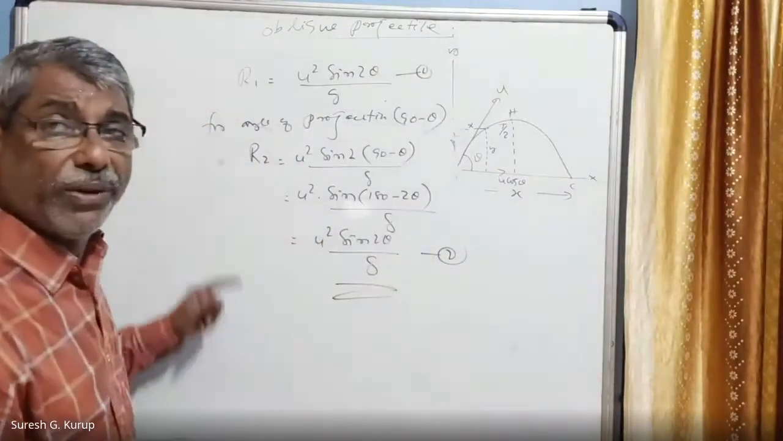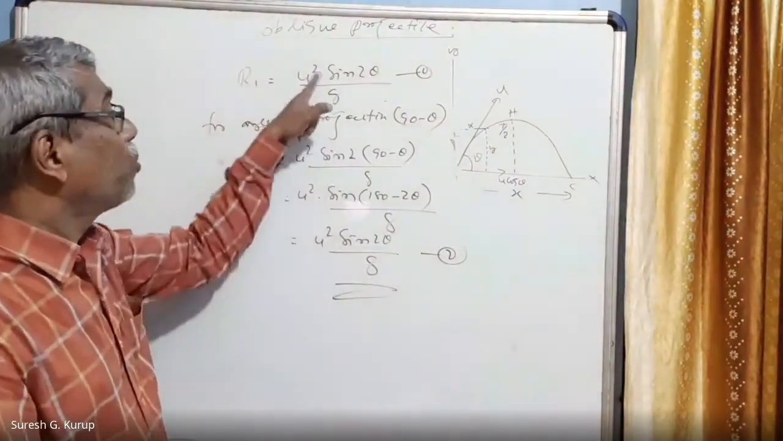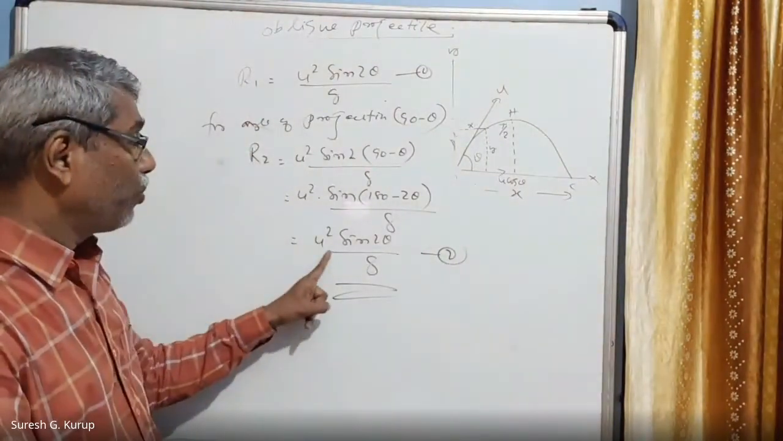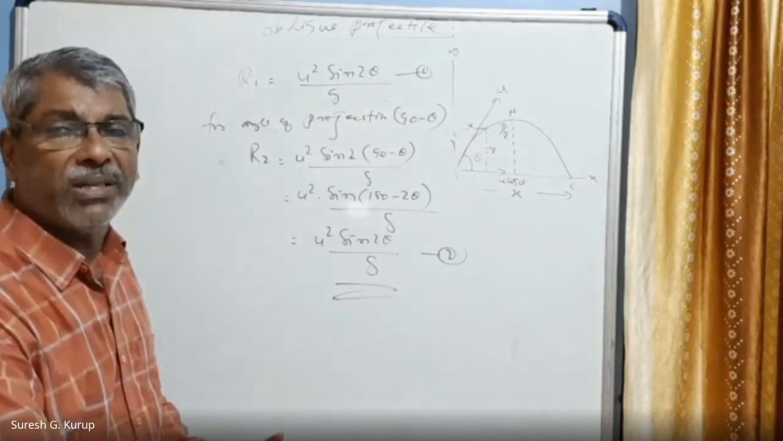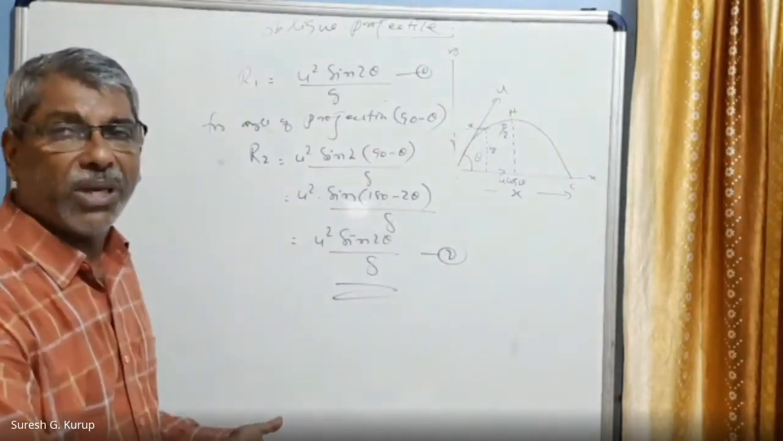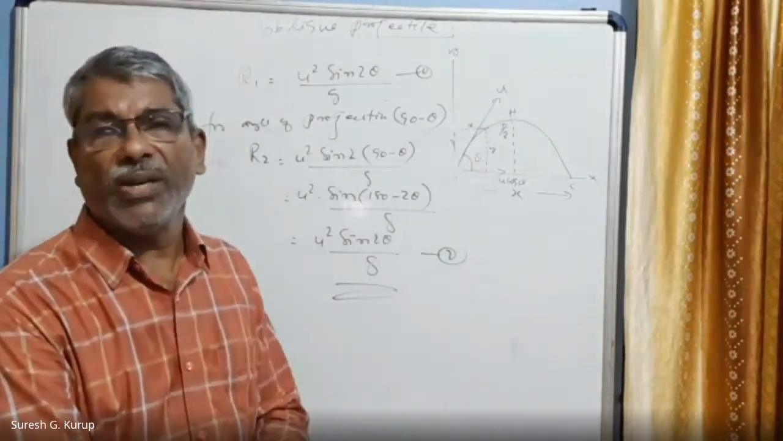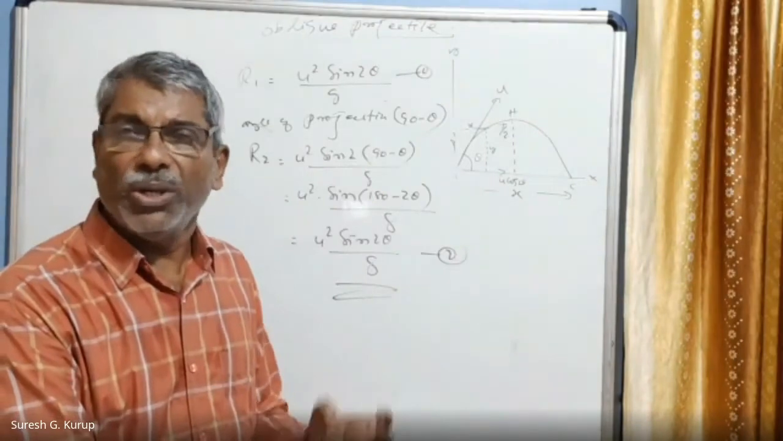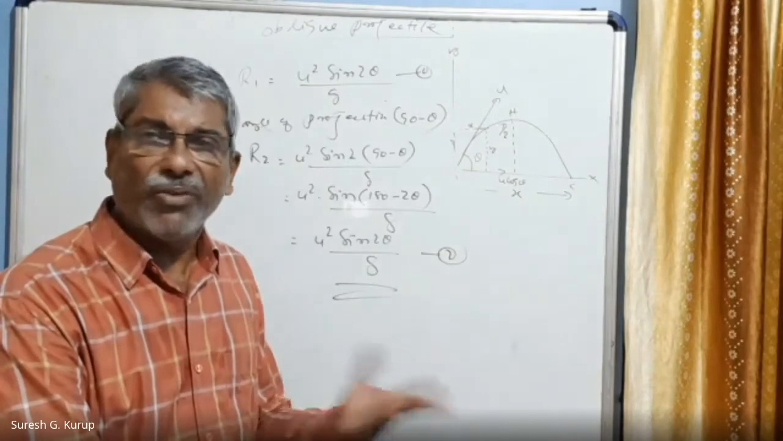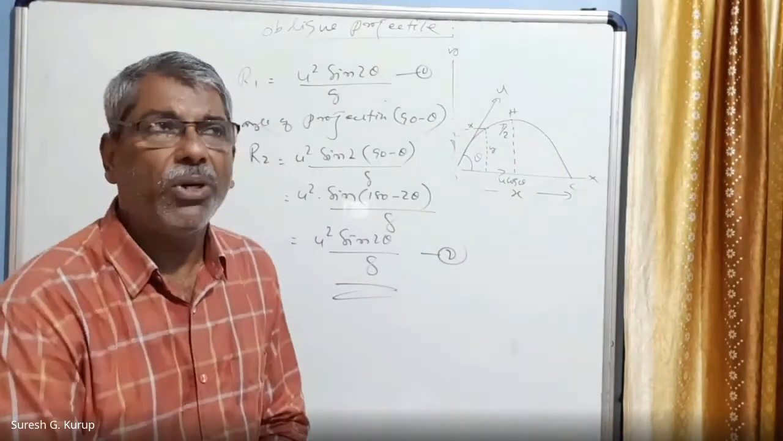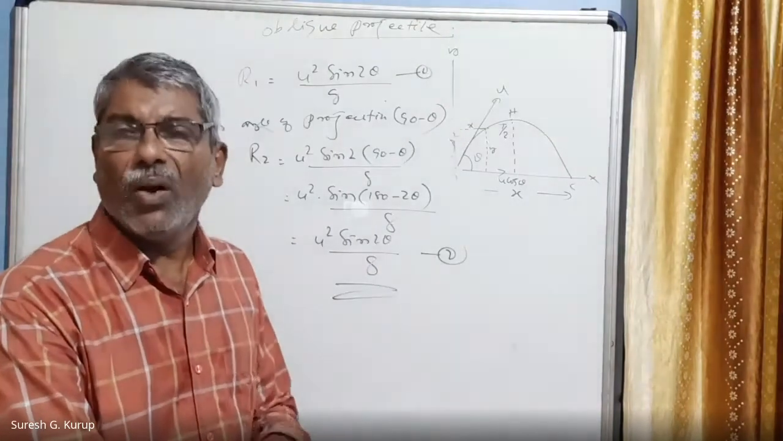So when you see these two equations, R1 and R2, both are the same. This is also u square sine 2 theta divided by g. That means the horizontal range for theta and 90 minus theta is the same. That can be the same for 30 and 60. That can be the same for 20 and also 70. Why 20 and 70? 20 is theta, then 90 minus theta is 90 minus 20, which is 70. For angles of 40 and 50 also, the horizontal range is the same.